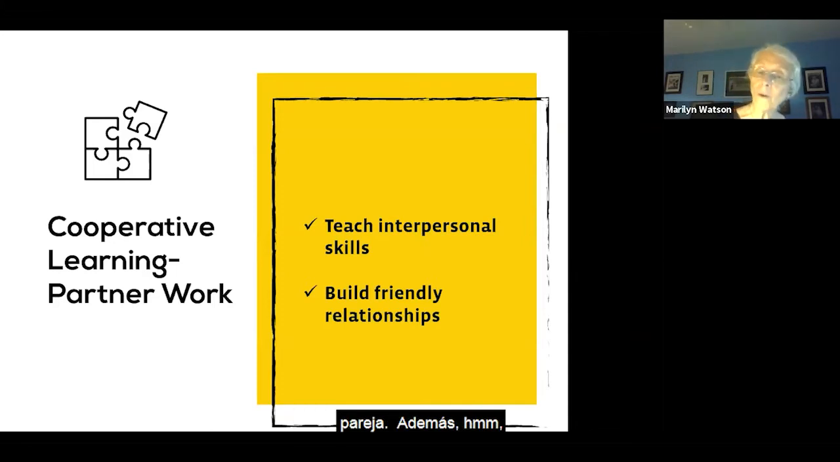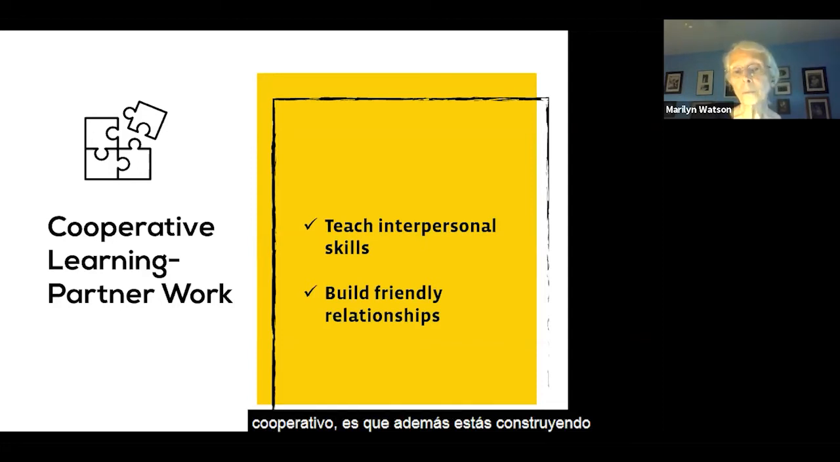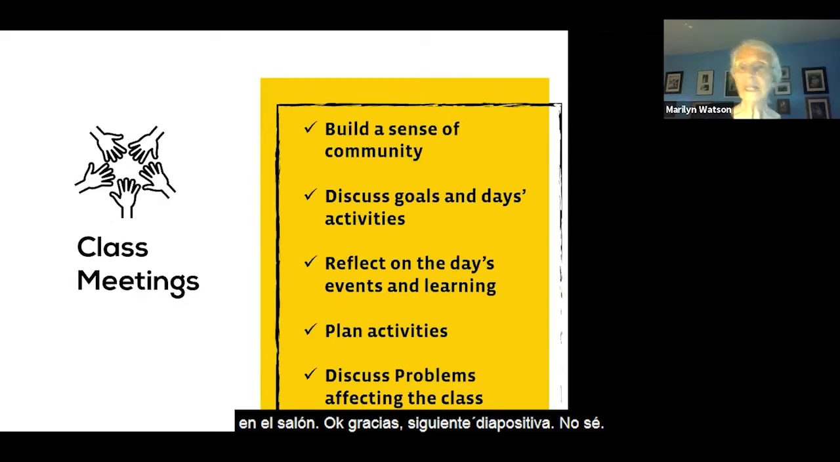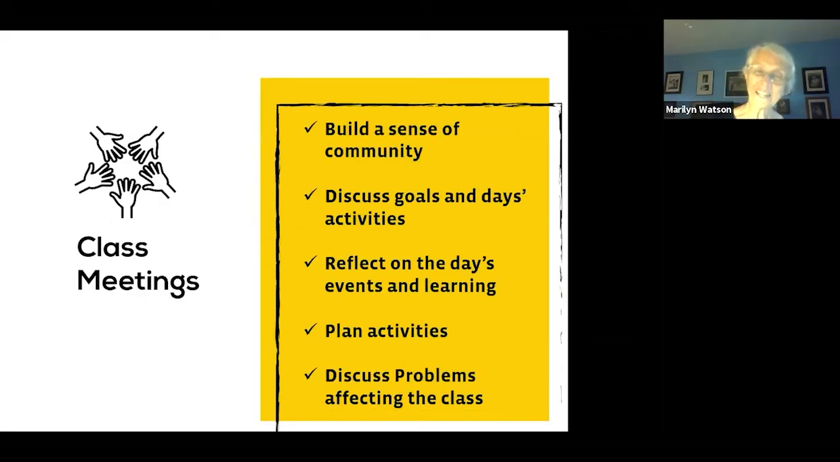And then also the whole idea of working in cooperative groups is you're basically just building friendly relationships. If kids work together in groups and they're successful, they will be more friendly and caring toward one another. So cooperative groups is one of the ways of building a sense of friendliness in the classroom. Okay, next slide. All right.